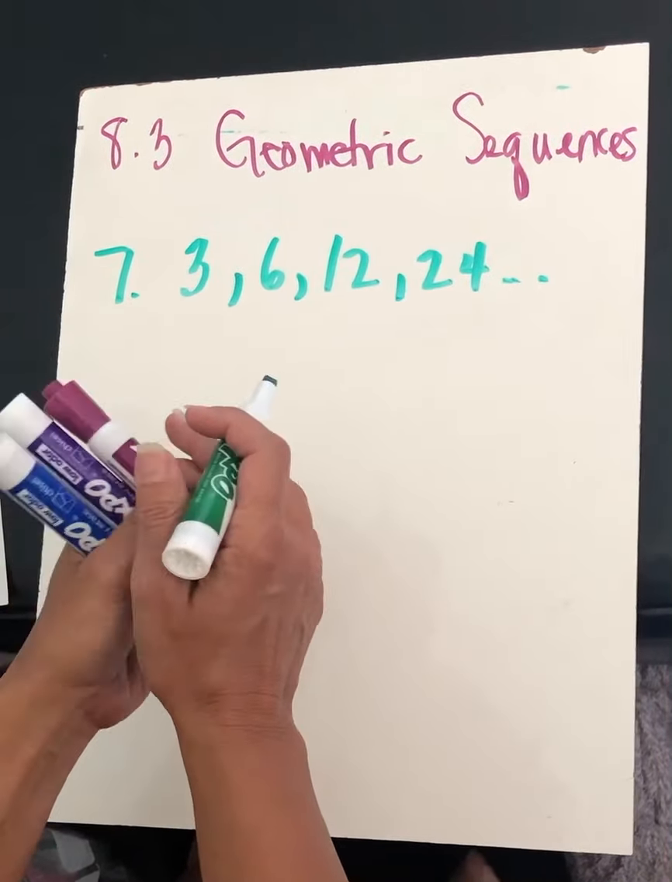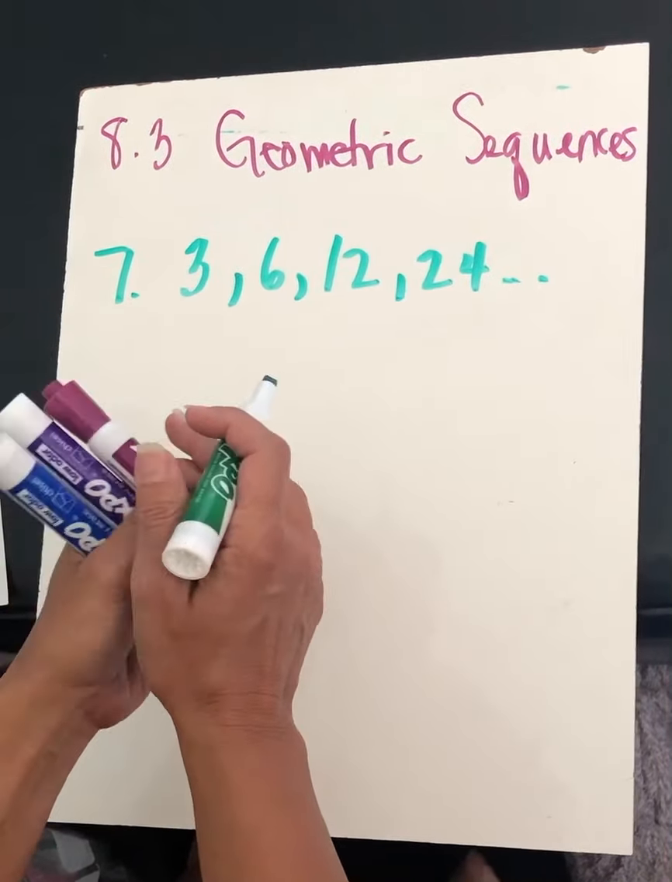If it's a geometric sequence, you're going to be able to multiply each term by an amount to get the next term. So from here, you can take 3 times 2, that equals 6. 6 times 2 equals 12, etc. So this is a geometric sequence. And the common ratio, or R, will equal 2.